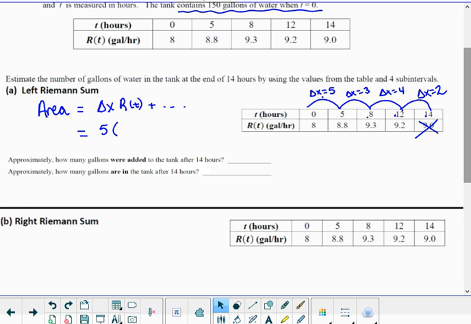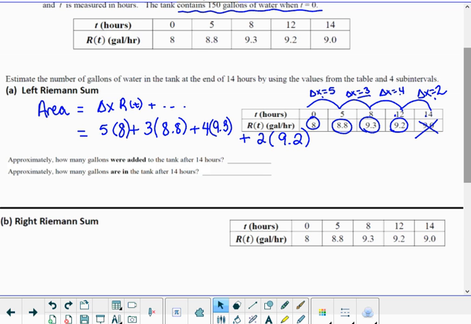The first delta x will match up with 8, height of 8. The next delta x, which is 3, will match up with the height of 8.8. The next delta x, 4, will match up with the left height of 9.3. And finally, the last delta x of 2 will match up with the left-hand side of that rectangle, 9.2.